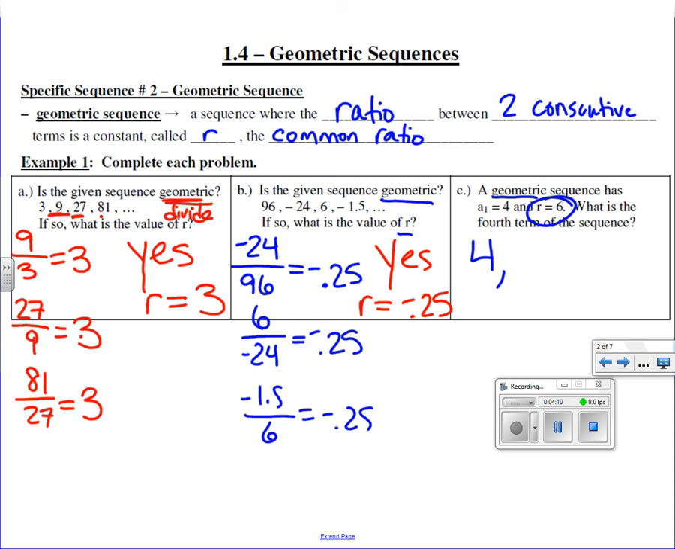So 4 times 6 is what? 24. And then 24 times 6, anybody? 144. And 144 times 6. It's asking for the fourth term, which is what I just got to, because this is A1, A2, A3, A4. So 864. Questions on that? Yes, to use that formula, which we're about to get to. Good question. Other questions?